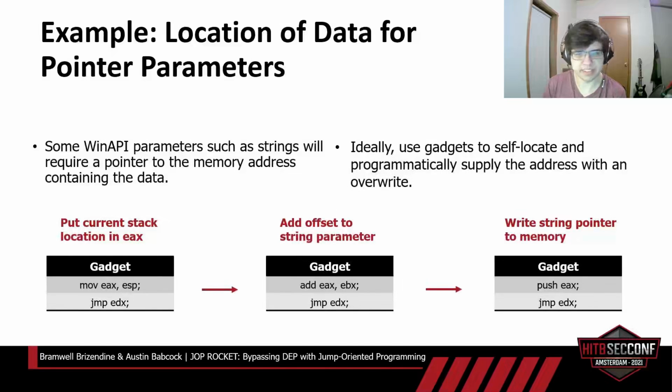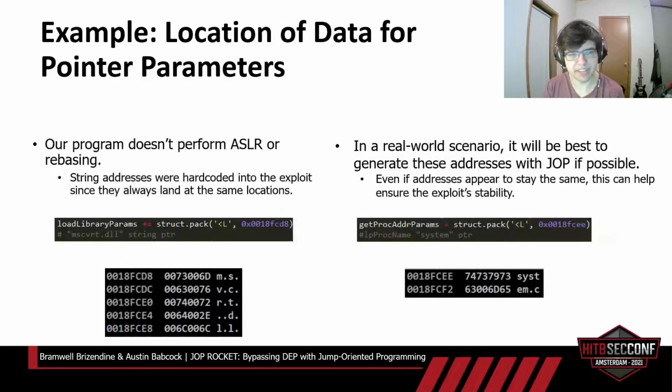And if we have something like rebasing ASLR going on, we can actually still do that and supply the correct value. However, we don't have ASLR rebasing in our program, so we can just hard code that value into the payload and we don't have to worry about that. But if we were being the best exploit writers we could be, we would probably want to dynamically generate those so that we have better stability.